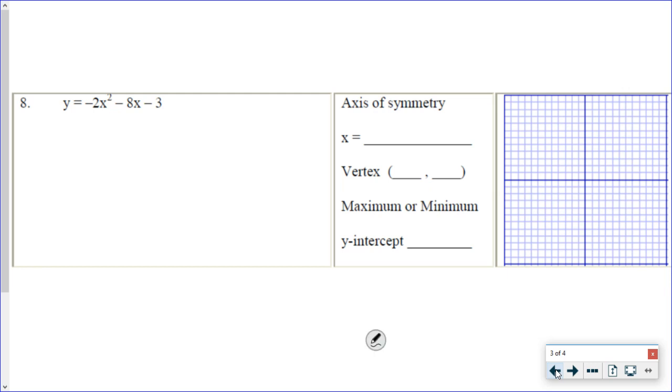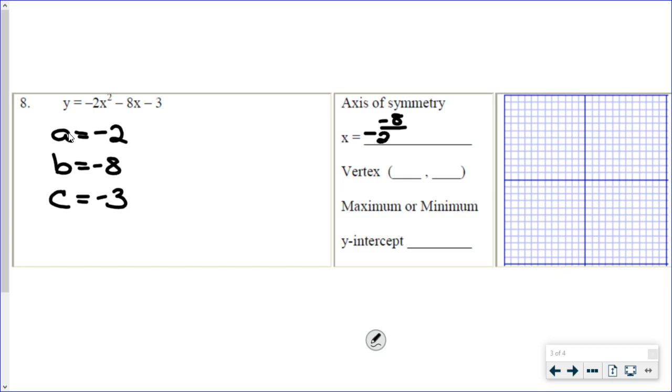Looking at that, do you see that A is -2, B is -8, C is -3? So my axis of symmetry is the opposite of -8, or minus -8, over 2 times A. So that becomes 8 over -4, or just -2. If you want to put that in your calculator, go for it. And that gets copied down there.